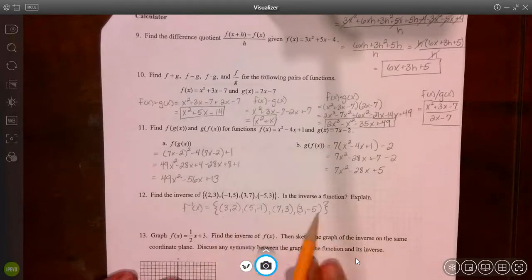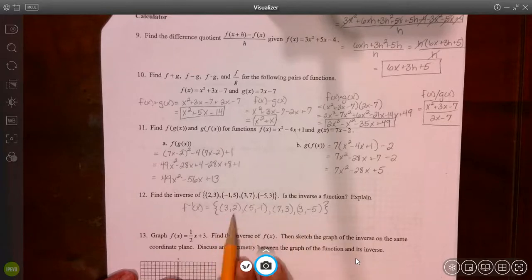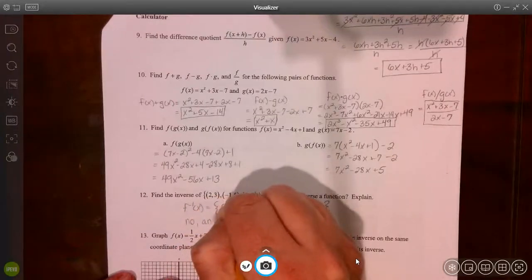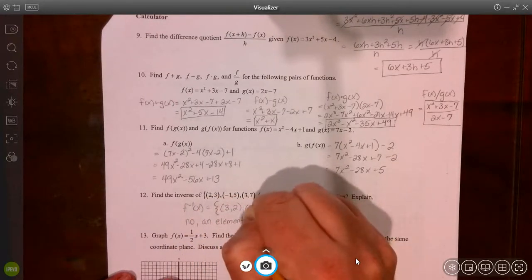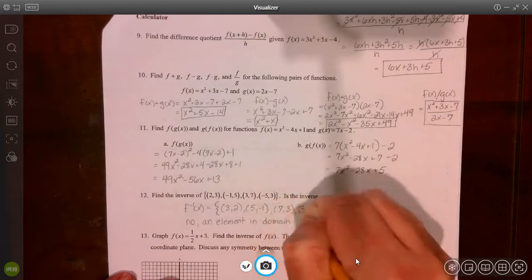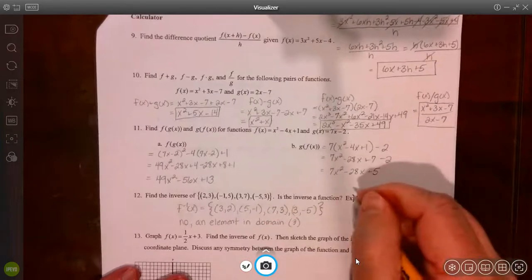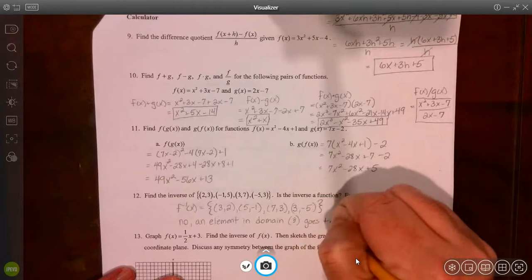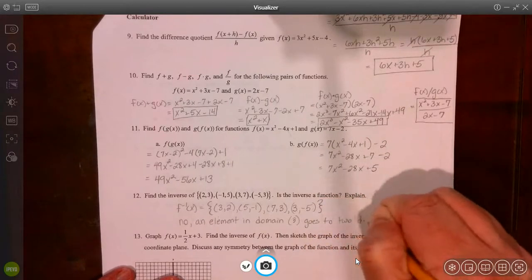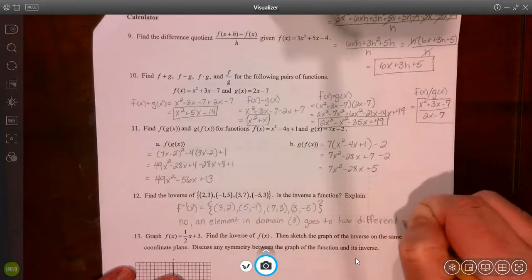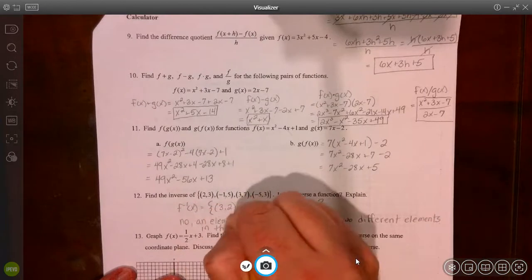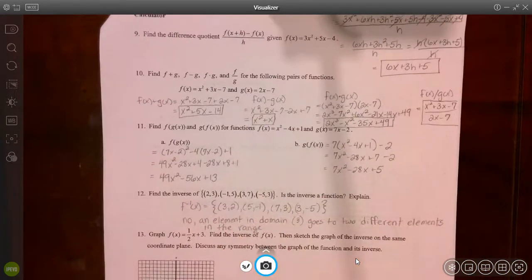Explain. Okay. Here I would say no, because one of my x's, 3, goes to 2 different y's. So you say no. An element in the domain, and then I'll just put 3 in parentheses since that's the element that I'm talking about, goes to 2 different elements in the range. And we are done.